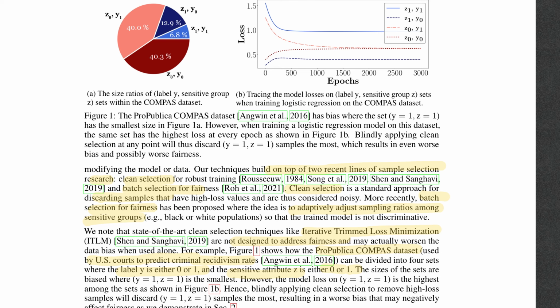Now, the idea is to use the ITLM algorithm, or Iterative Trimmed Loss Minimization, to solve this problem. They show that in the case of y equal to 1 and z equal to 1, the loss that you observe is going to be highest, which is this curve over here. This points to the fact that blindly applying clean selection to remove high loss samples will discard most of the samples with y equal to 1 and z equal to 1, therefore resulting in a bias against this specific group in terms of performance, which suggests that methodologies that can help train a model robust to corruption might have a negative impact in terms of fairness.